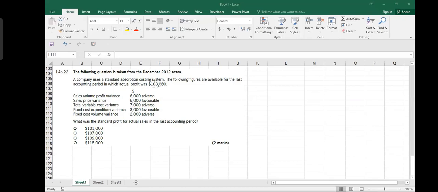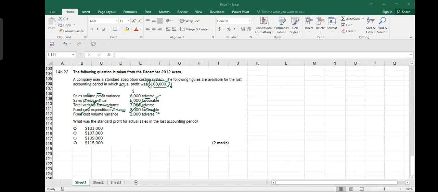So actual profit was 108,000 actual. Sales volume profit variance, adverse. Even if I don't know everything else and only see this, I know actual profit is 108,000 and my profit variance is 6,000 adverse. It means my standard profit should have been more. My actual profit is less. That is why it is adverse.